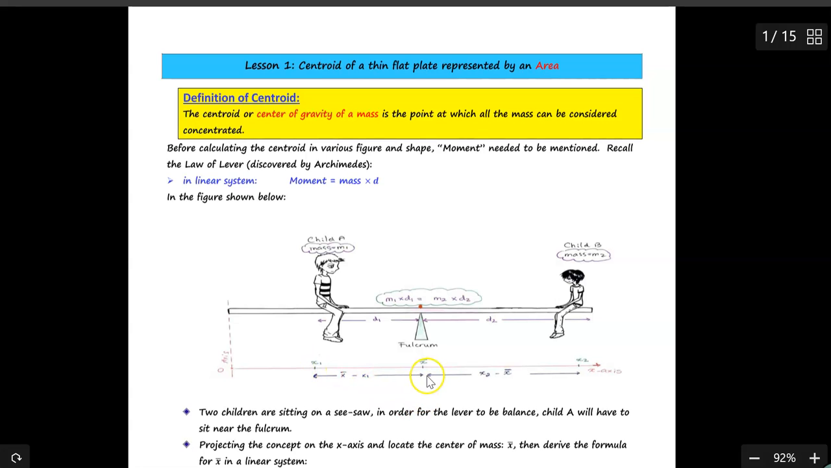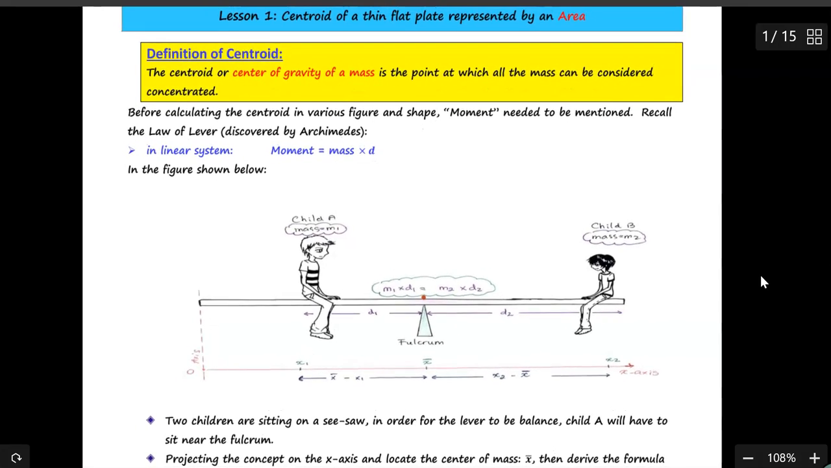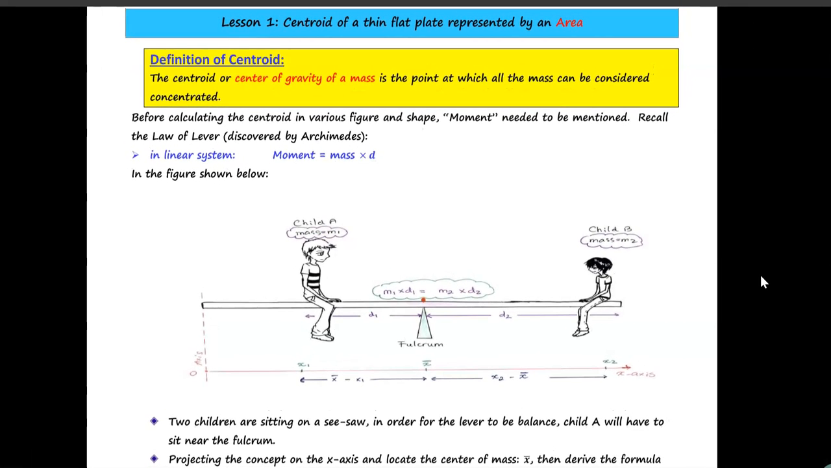The x bar is the point, or they call it the center of mass, right at this point at the fulcrum, represented by the x bar. So we call it the x bar. Child A will have the mass of m1, child B will have the mass of m2. So let me draw this onto the graph for everyone.